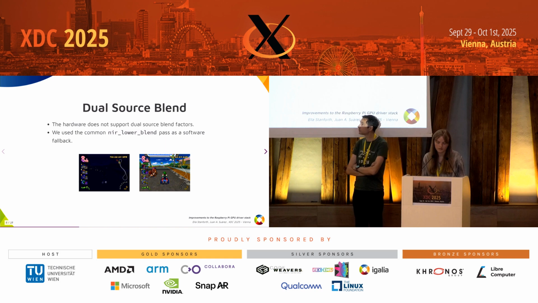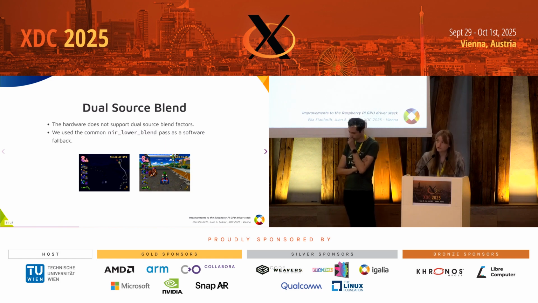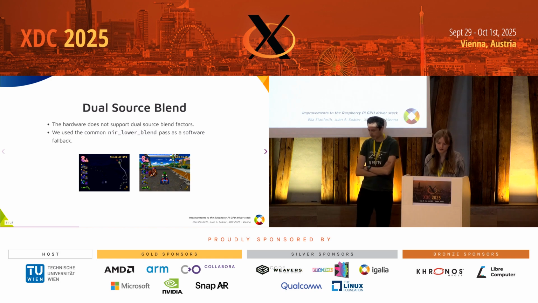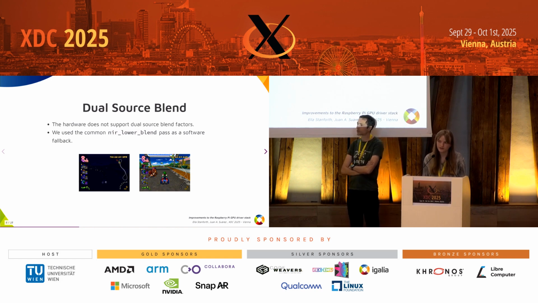Next, we implemented dual source blending. This is a feature heavily used in emulators, and the example shown on the slide is of Mario Kart running in Dolphin. When dual source blending isn't available, we get some very interesting rendering issues. As you can see on the left-hand side, it displays as a completely blue screen and is very much unplayable.